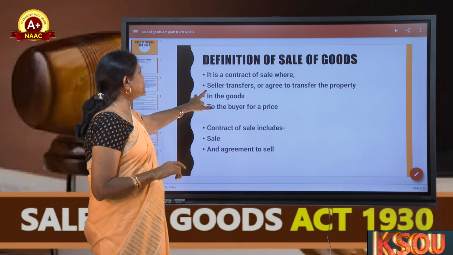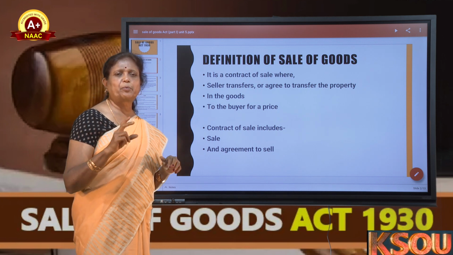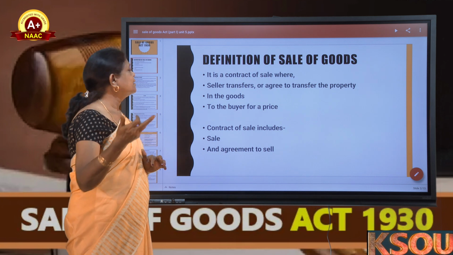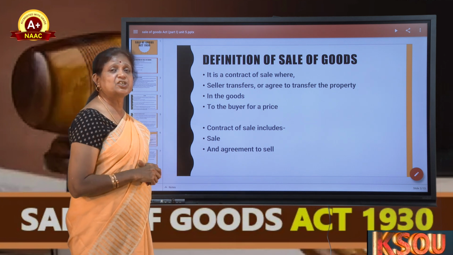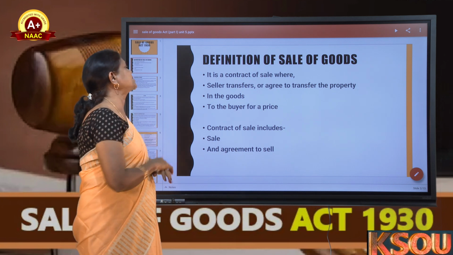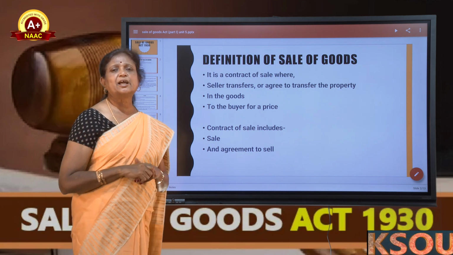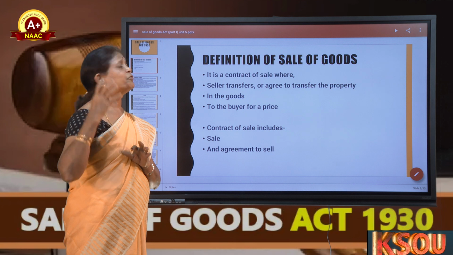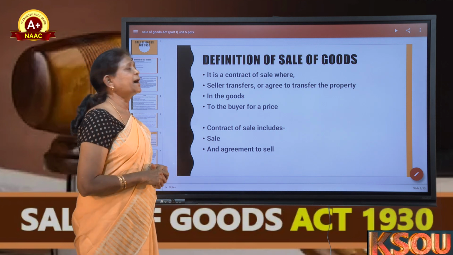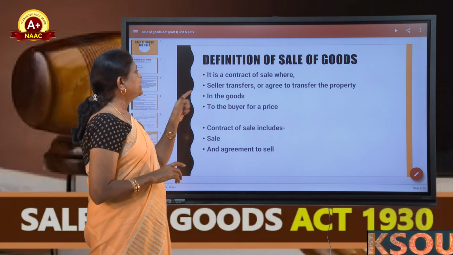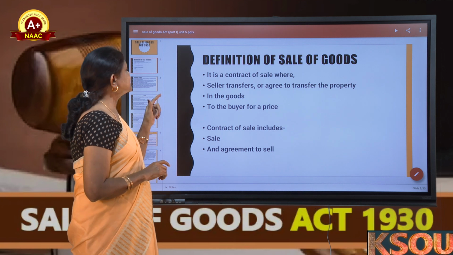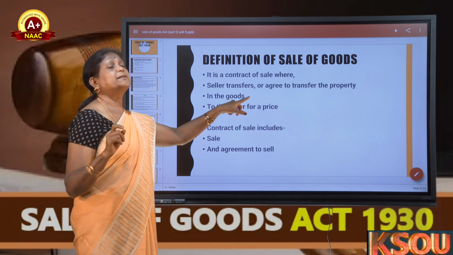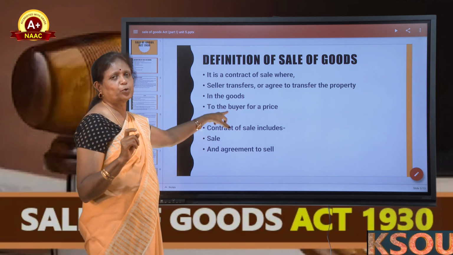That means it is a present transfer if both the seller and the buyer are ready and willing, it is a selling or transferring of property. Agrees to sell means it is at a future date. Selling and buying both at a future date is called an agreement. So in a sale, the seller transfers or agrees to transfer the property in the goods.